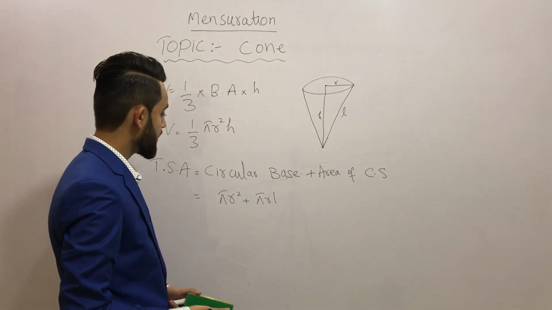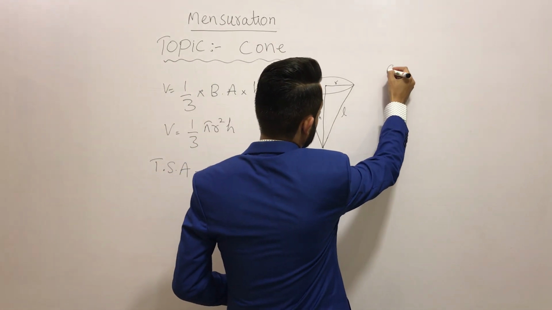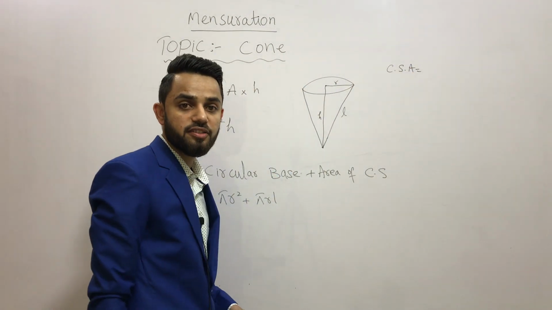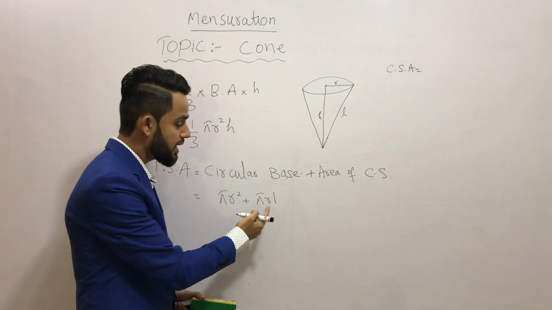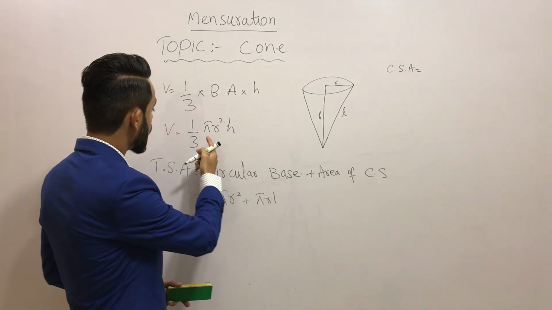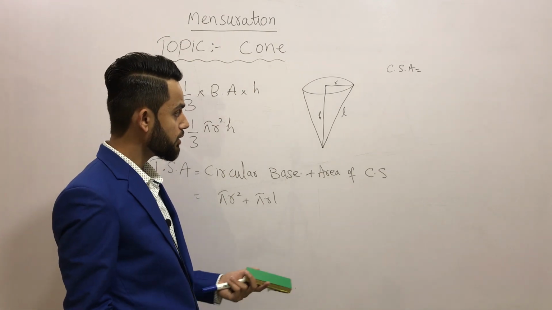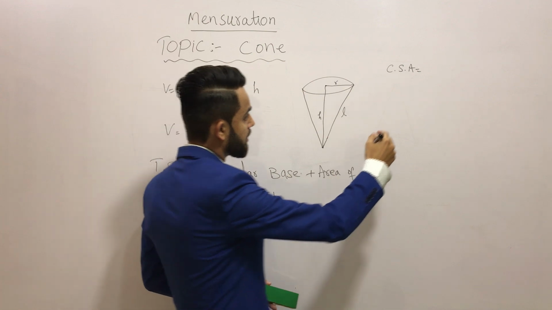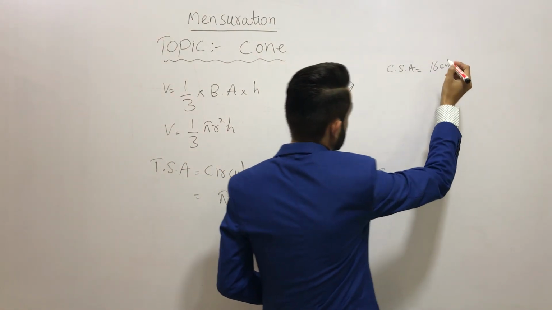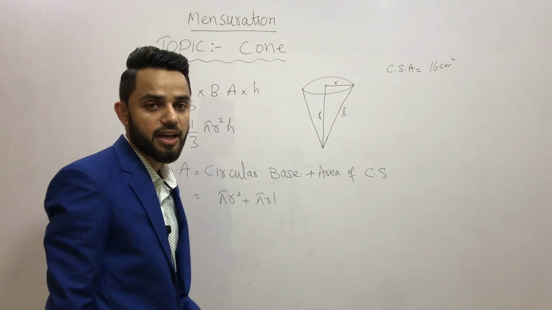Sometimes we can have a question like this. Sometimes you might be given only the curved surface area, which is pi r L, and then you need to find the volume. Then how can we do that? So let's suppose that the curved surface area that you have is 16 centimeter square.